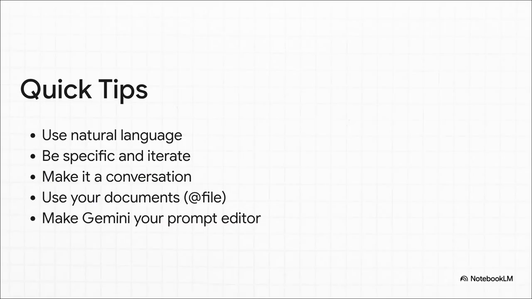So how do you get there? Well, a few quick tips. First, just talk to it. Use your normal, everyday language. Be specific. And remember, it's a conversation, so you can go back and forth. This next one is a total game changer. You can use your own documents just by typing the @ symbol and a file name. And here's the ultimate pro tip, kind of my little secret weapon. If you're stuck, just ask Gemini to fix your prompt for you. Seriously, let the AI teach you how to talk to it better.